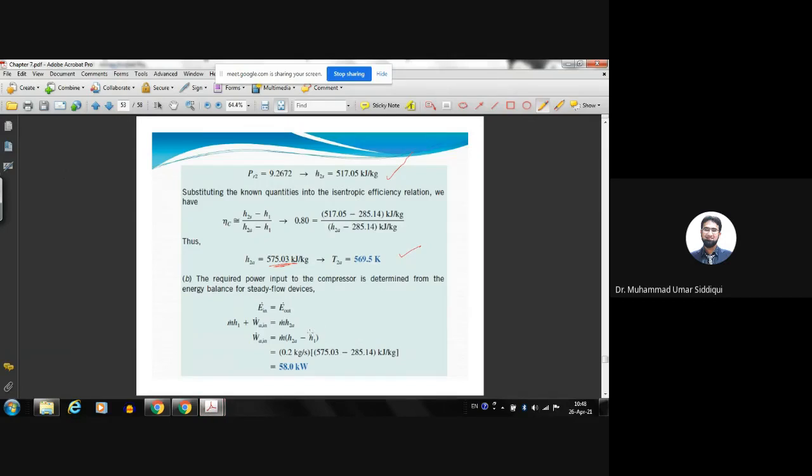And the next thing is that we need to find the work input. So we have H2A, we have H1, and we have m dot. So we're going to get the work input for the case of the compressor here. So that's the solution of this problem.